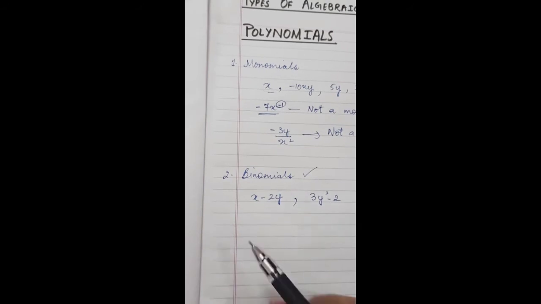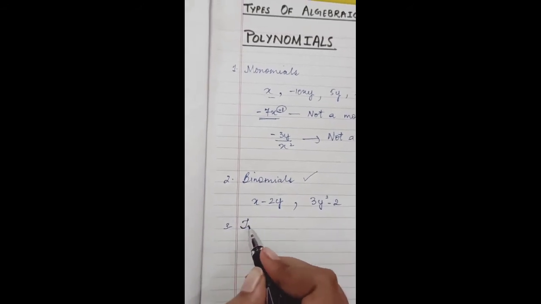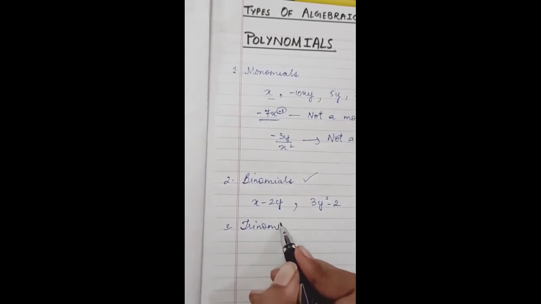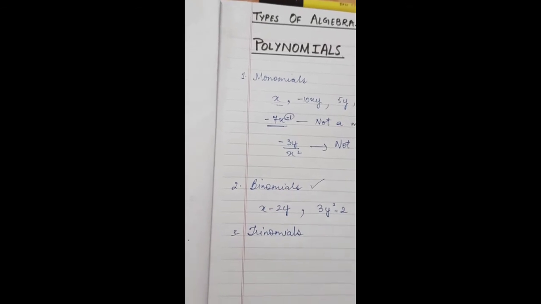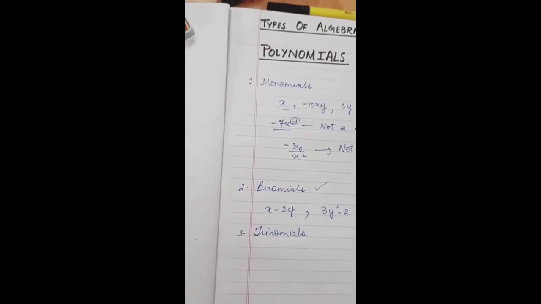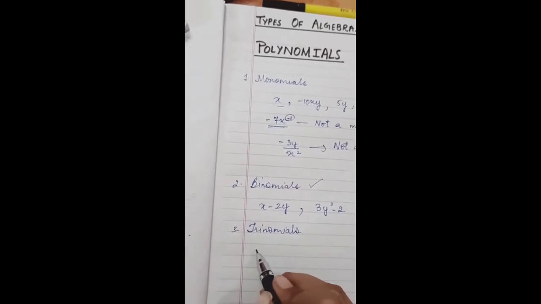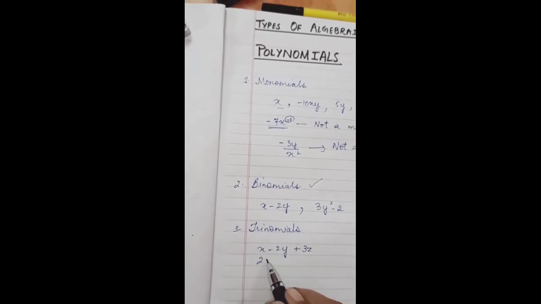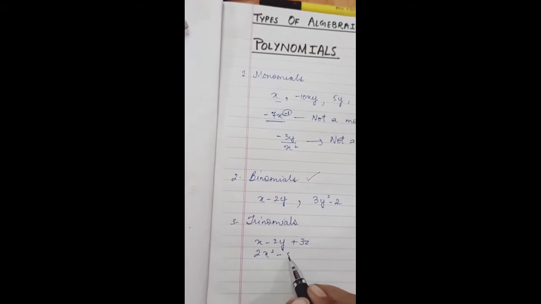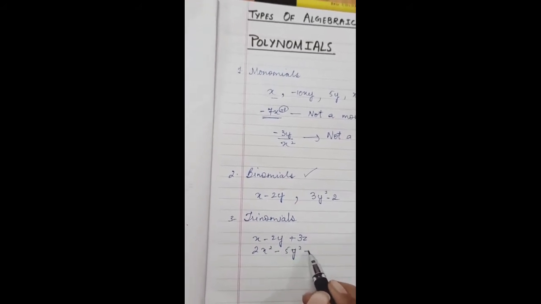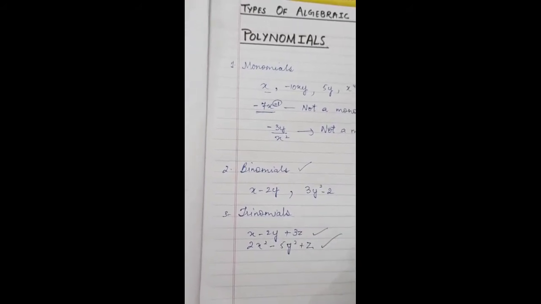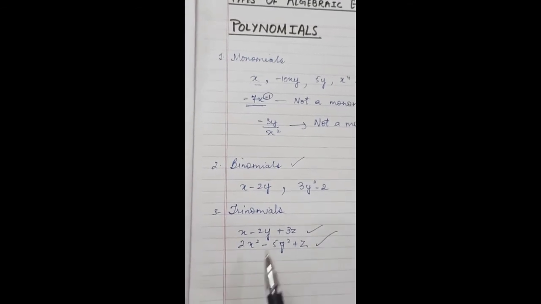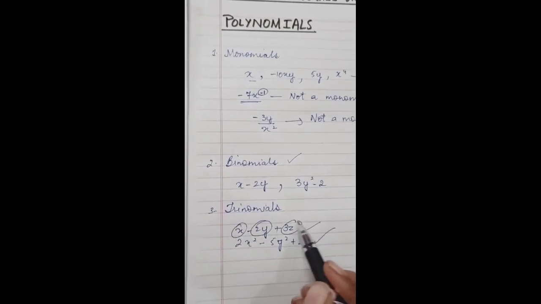Now third is trinomials. The expressions that contain three terms are known as trinomials. For example, x minus 2y plus 3z, 2x square minus 5y square plus z, they all are trinomials because they contain three terms.